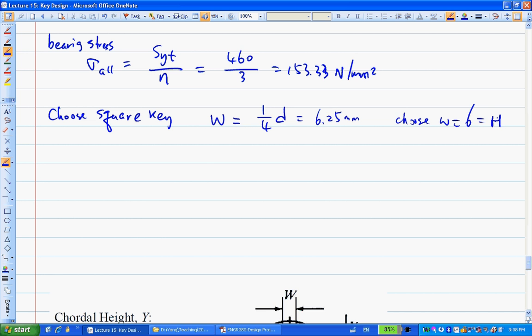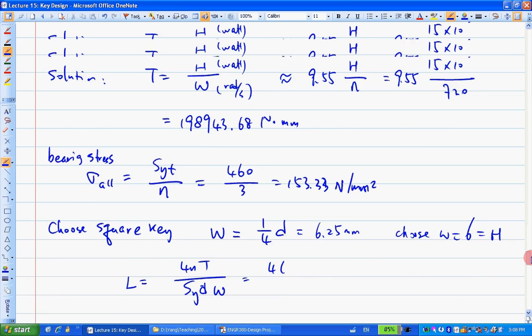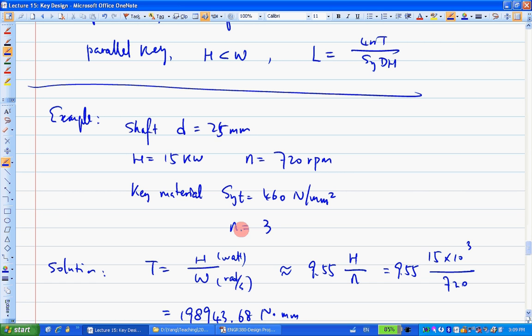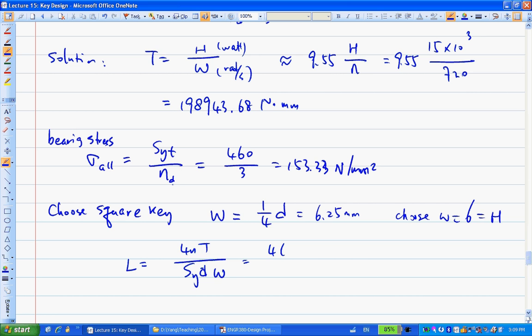Then let's calculate L. L equals 4 N T over SY D W, where D here is the shaft diameter. Let's be careful with N here: I have two, one N is rotation and the other N is safety factor. Let's use ND for the safety factor. Plugging in all the numbers: 4, ND of 3, T, SYT 460, 25, and 6. Calculating this gives 34.6 millimeter.